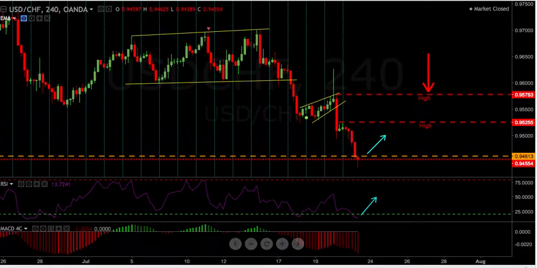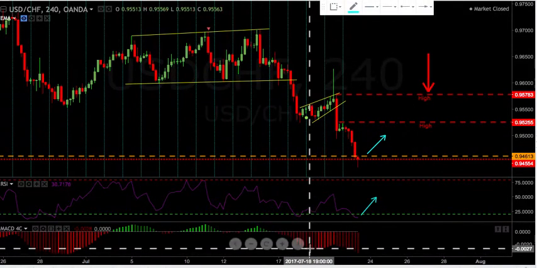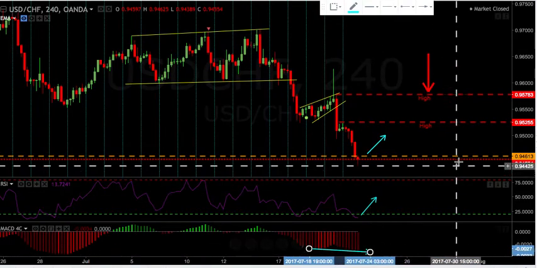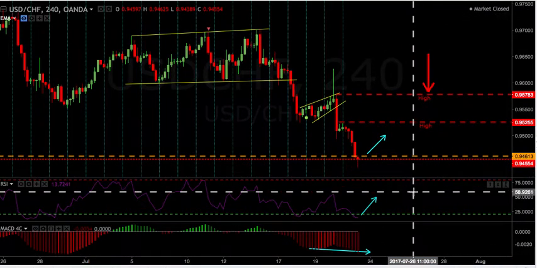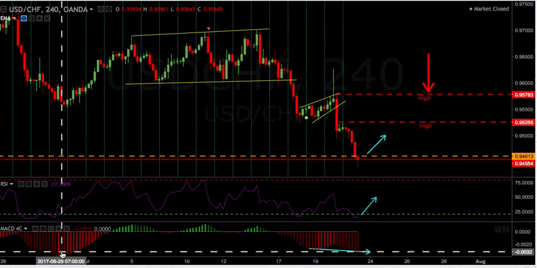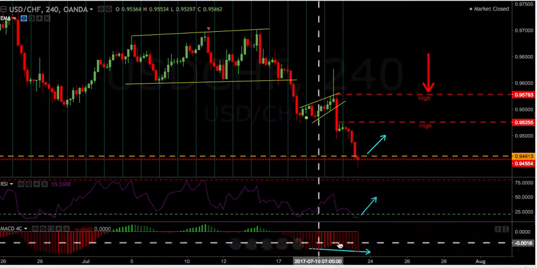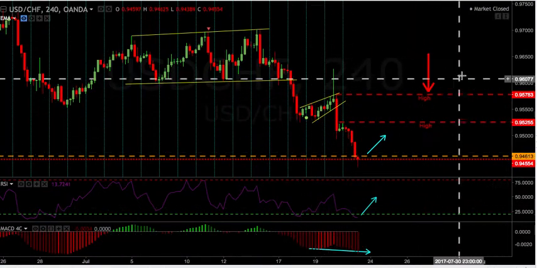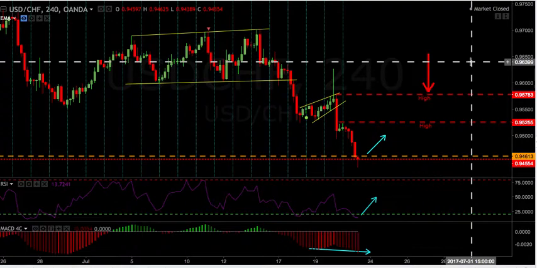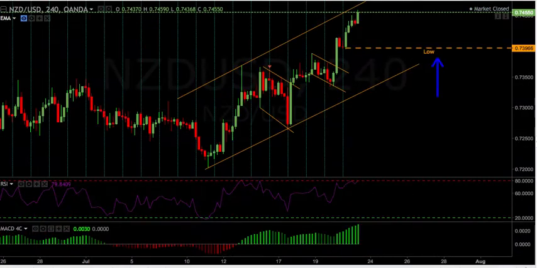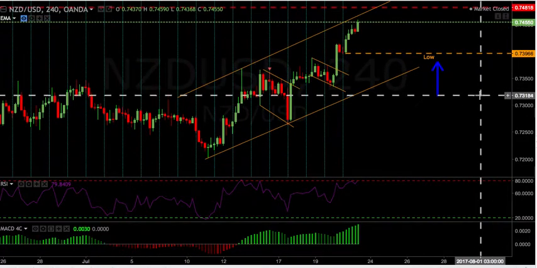Also, you can see in the MACD that we don't have any divergence. We actually have more pushing bearish strength. Now, as I said, on the long term, we do have divergence, but in the current highs and lows, we have only bearish sentiment. New Zealand US dollar is bullish.